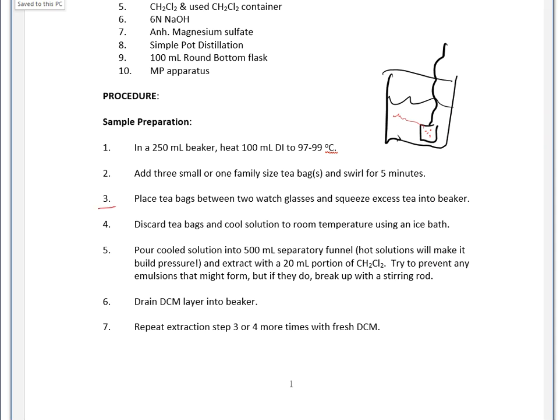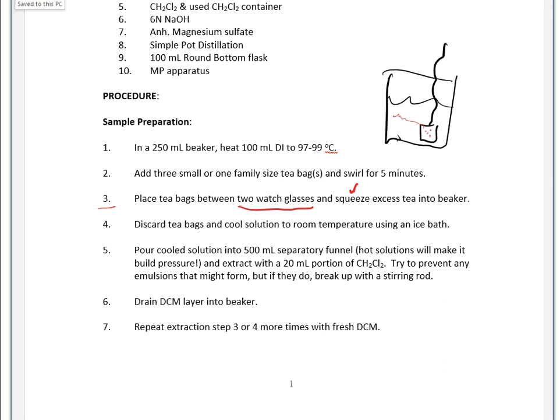Next, we're going to do something that maybe fine tea drinkers will tell you never to do, and that's to take these tea bags and squeeze the bejesus out of them. What we want is to extract all of that caffeine as much as possible. We're not drinking this, and some people might say you're not supposed to squeeze the tea bags because it makes it very bitter. Well, I don't really care about that. We're trying to isolate the caffeine and get as much of it out as possible. So number 3 says place those tea bags between 2 watch glasses and squeeze them.